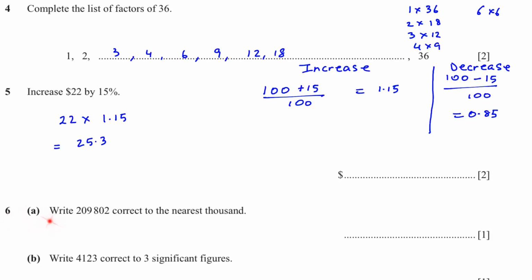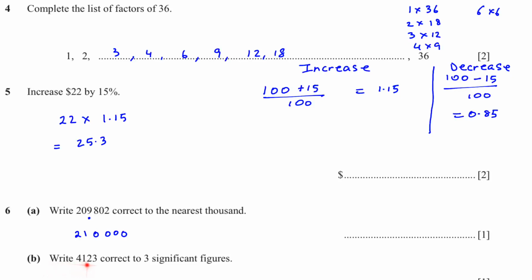Question number 6a. Write 209,802 correct to the nearest thousand. So we know that this is the thousand here and we have to round it to the thousand. Look at the number after the number they want you to round. It is 8. If this number is 5 or more, you add 1 to the previous number. So if I add 1 to 9, I'll get 10. 210,000.